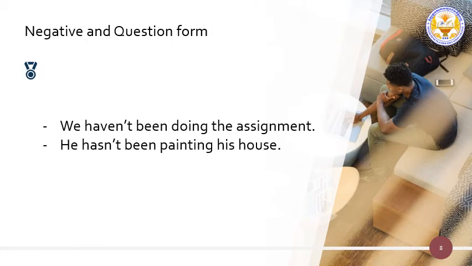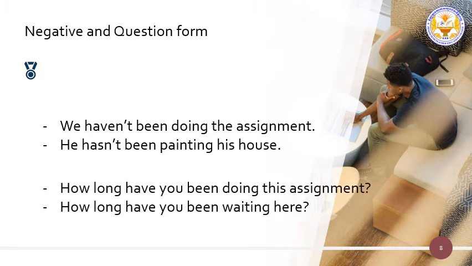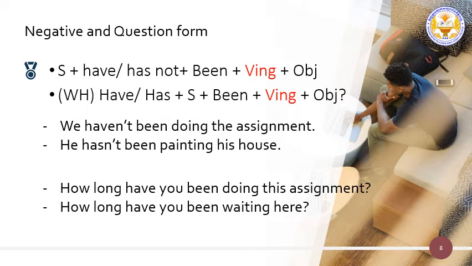Okay, so look at the sentences below. We haven't been doing the assignment. He hasn't been painting his house. So in order to create the negative form of present perfect continuous tense, we just add not to have or has, right? And for the question form, similarly, we just move have or has, because have or has is an auxiliary verb. So just move it to the front, and you can put a question word in front. So here are the forms. Easy, right?